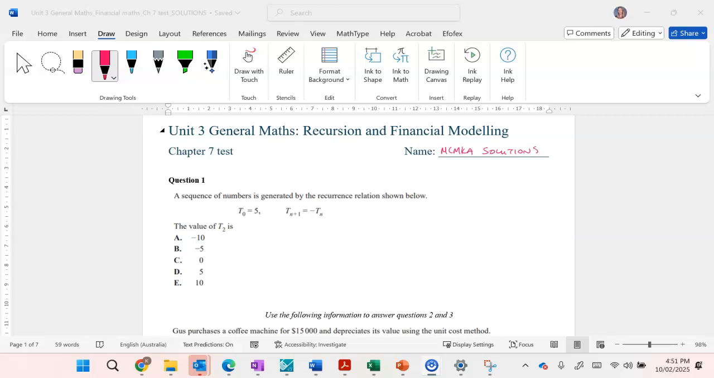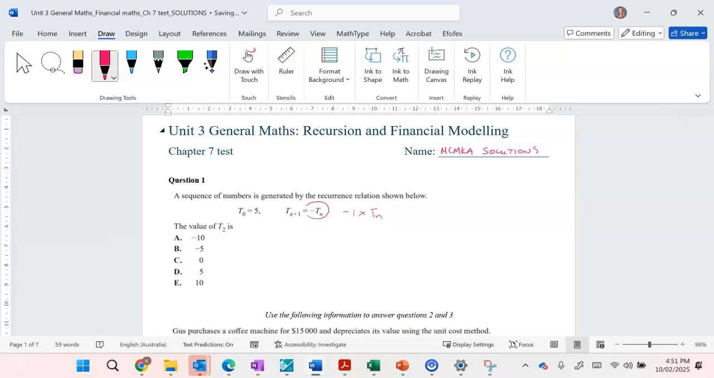Alright, so question 1. A sequence of numbers is generated by the recurrence relation shown below. So T0 is our starting value, so we start at 5. And Tn+1 is negative Tn. So this basically means we're doing negative 1 times Tn.